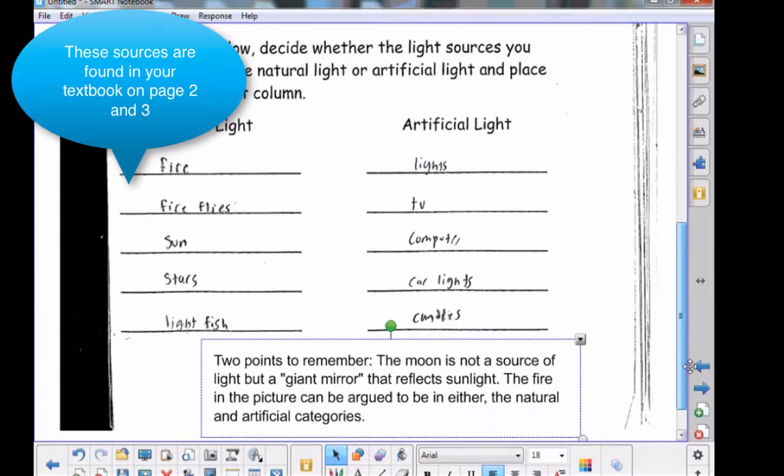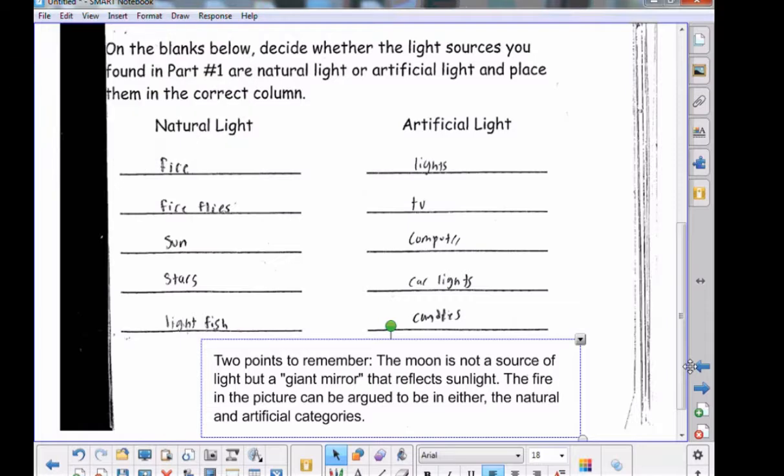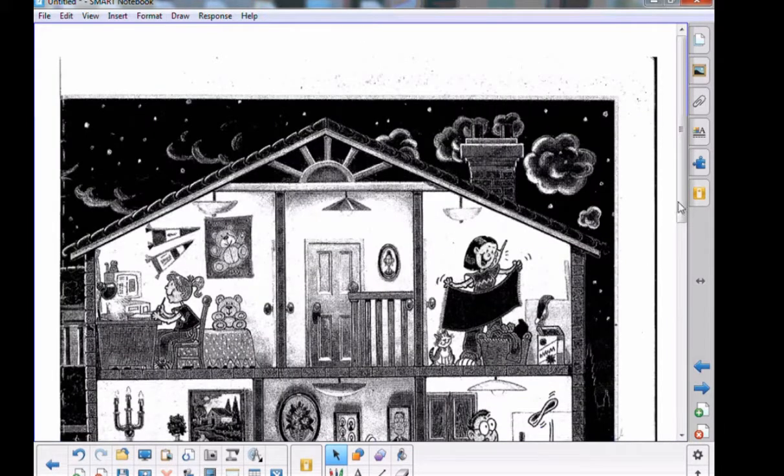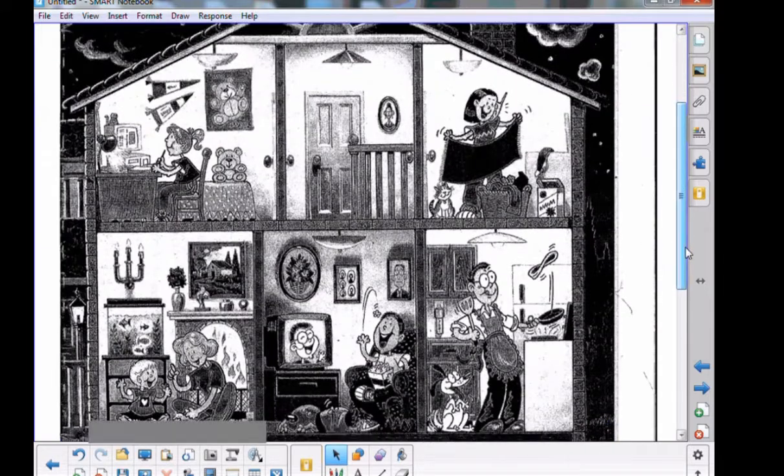2 points to remember: the moon is not a source of light, but a giant mirror that reflects sunlight. The fire in the picture can be argued to be either the natural or artificial category, and I go back to here. This was a debate that people had. Fire can be man-made, but it also can happen naturally. So it does truly fit in both categories.